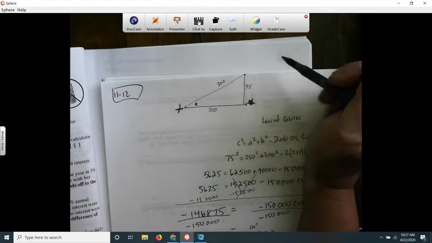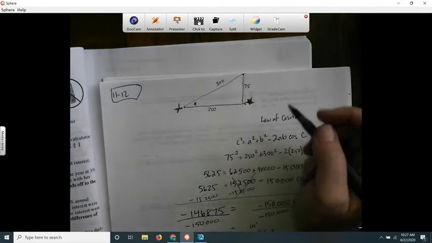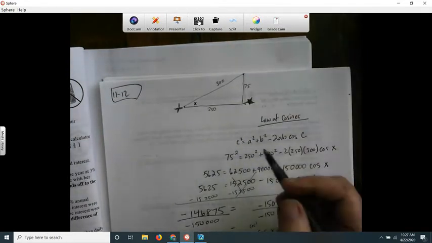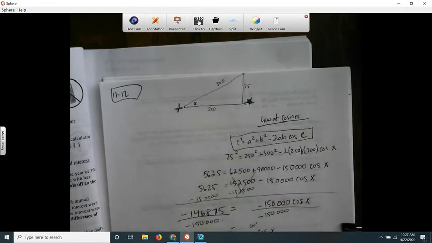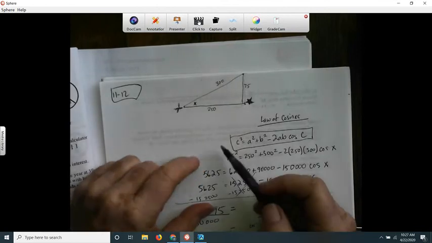This is not a right angle, or we don't know whether it is or not, so we can't use the Pythagorean theorem. I'm going to use the law of cosines. The law of cosines says c squared equals a squared plus b squared minus 2ab times cosine C. You can Google that or look it up in your math notes box or get it off of your cheat sheet.